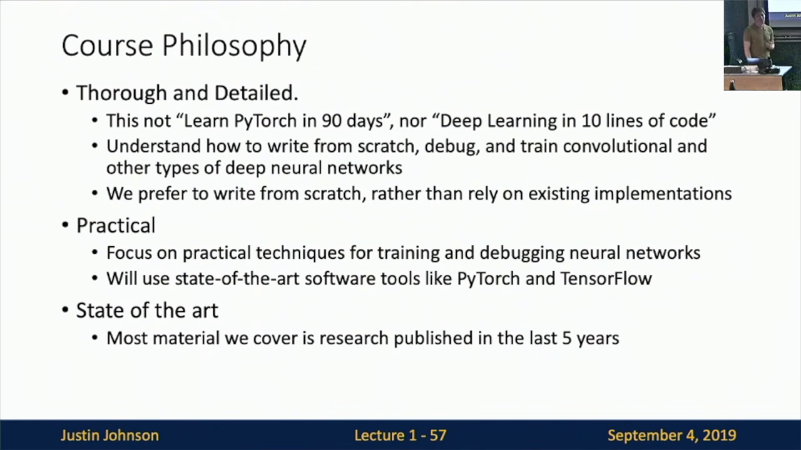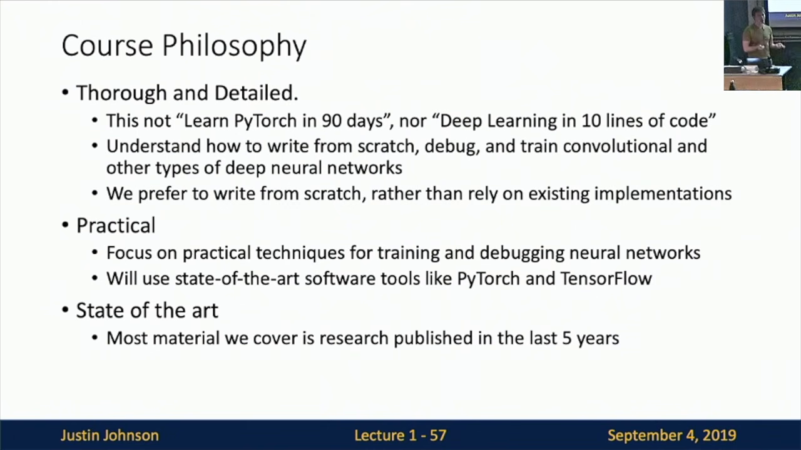That said, we're also practical. We're going to give you lots of tools and techniques for debugging and training big neural networks, because it's tricky when you can't rely on that 10 lines of code wrapping around lots of stuff. So we're going to talk a lot about how you can practically get these things to work. What tips and tricks should you be using when developing and debugging and training neural networks? We will use state-of-the-art software tools like PyTorch and TensorFlow, but only after you've earned your wings by writing a lot of Backprop code yourself.